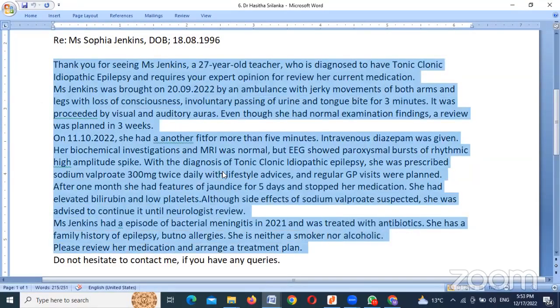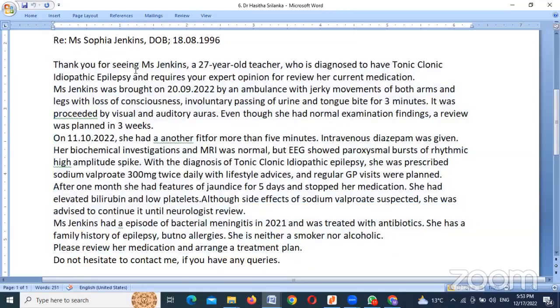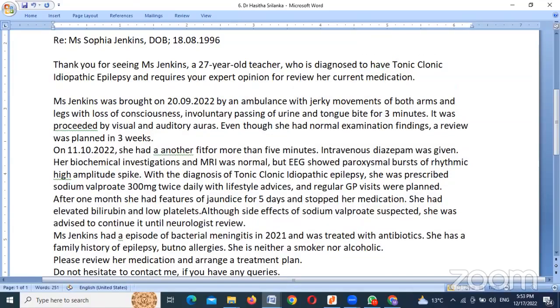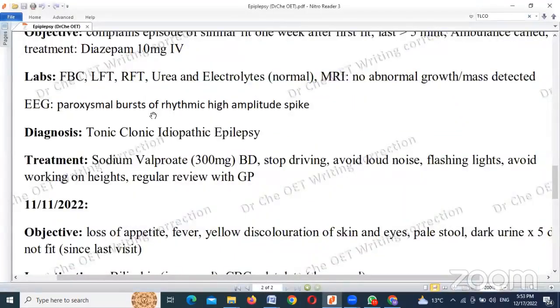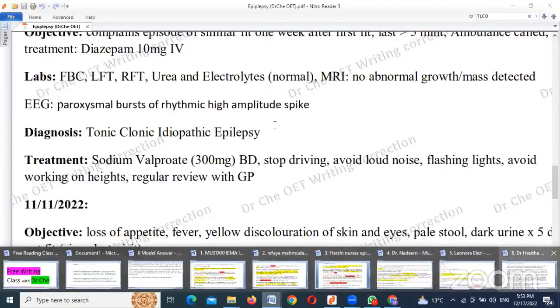Okay, word count is 215. Thank you for seeing Miss Jenkins, a 70-year-old teacher who is diagnosed with tonic-clonic idiopathic epilepsy. Why am I writing this tonic-clonic idiopathic epilepsy in capital? Just to check whether you will write this in capital or small. A diagnosis we need to write in small, not in capital. So it should be in small.